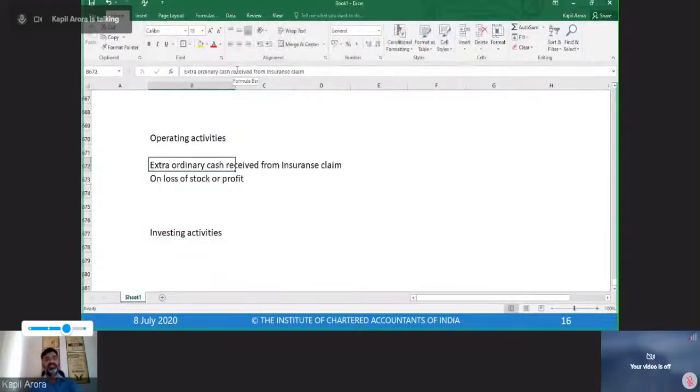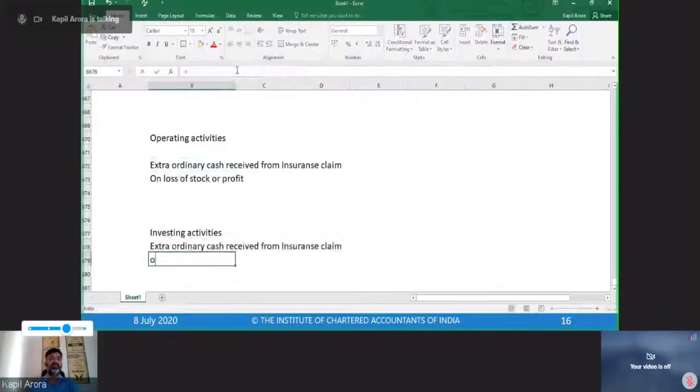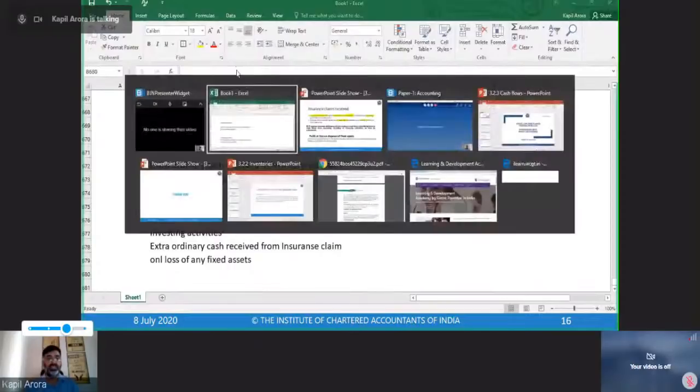The extraordinary cash received from an insurance claim on loss of any fixed assets should be shown separately. Right? They should be shown separately. So if it is the loss on the fixed asset and I am getting the insurance claim against that, that will be investing activities. Hope this is okay with everybody.